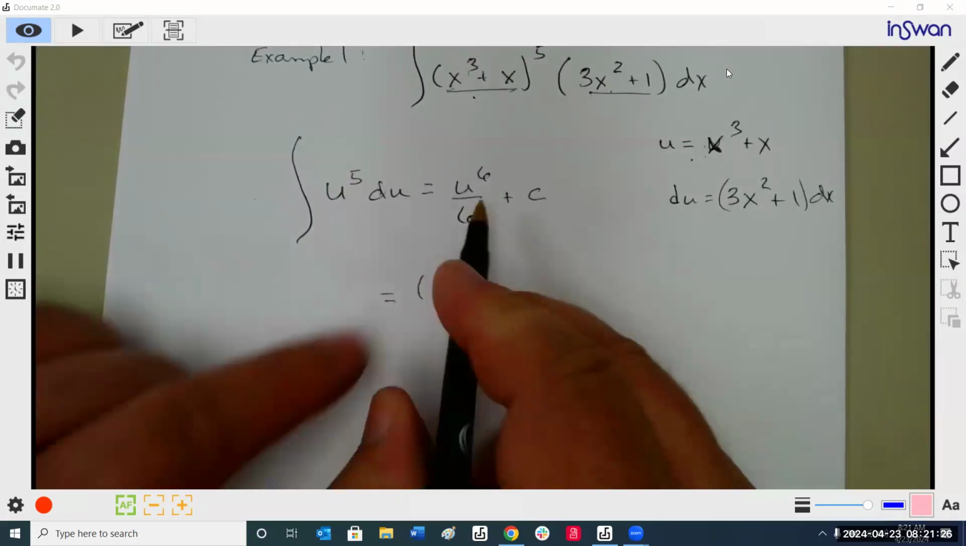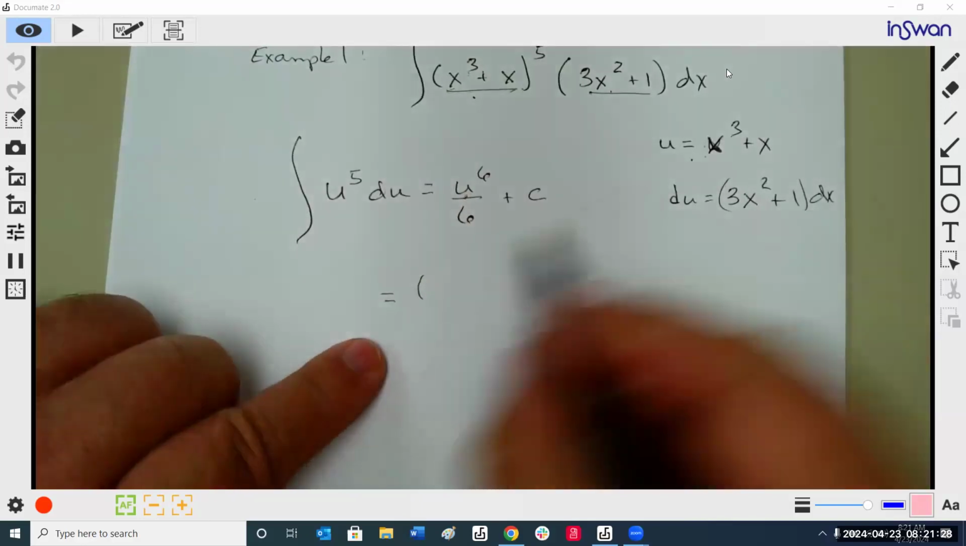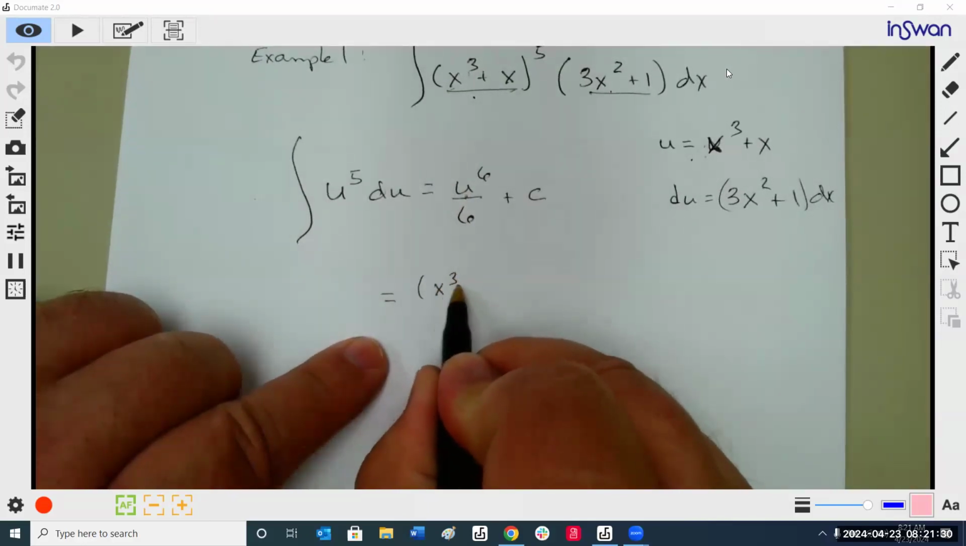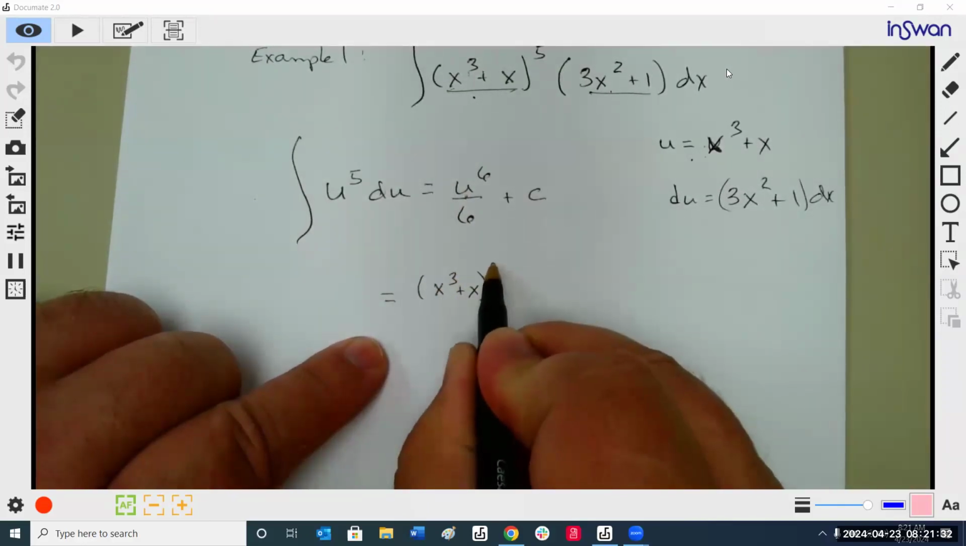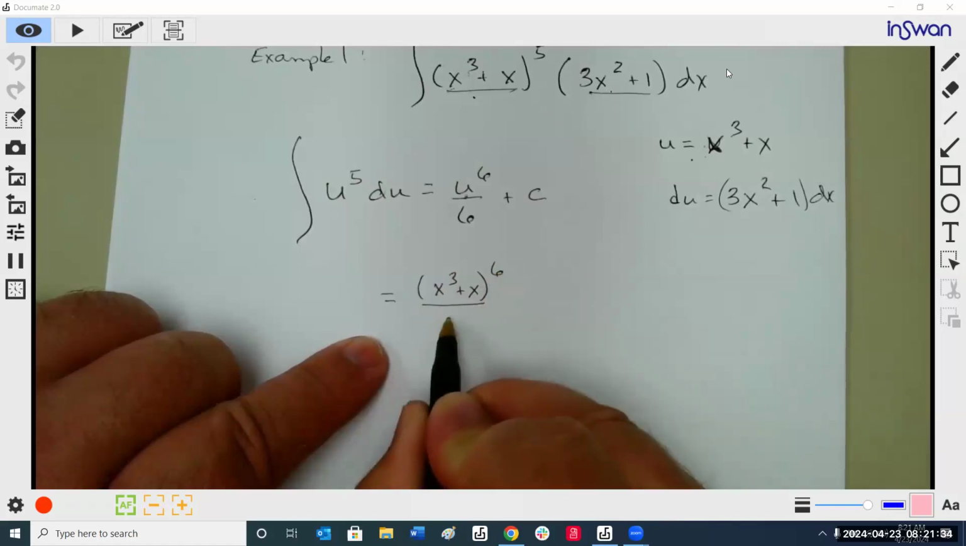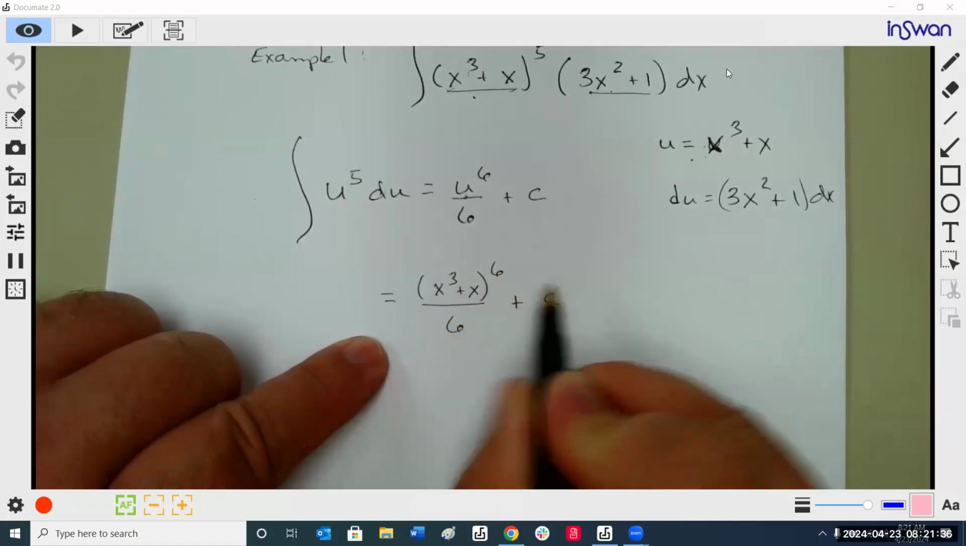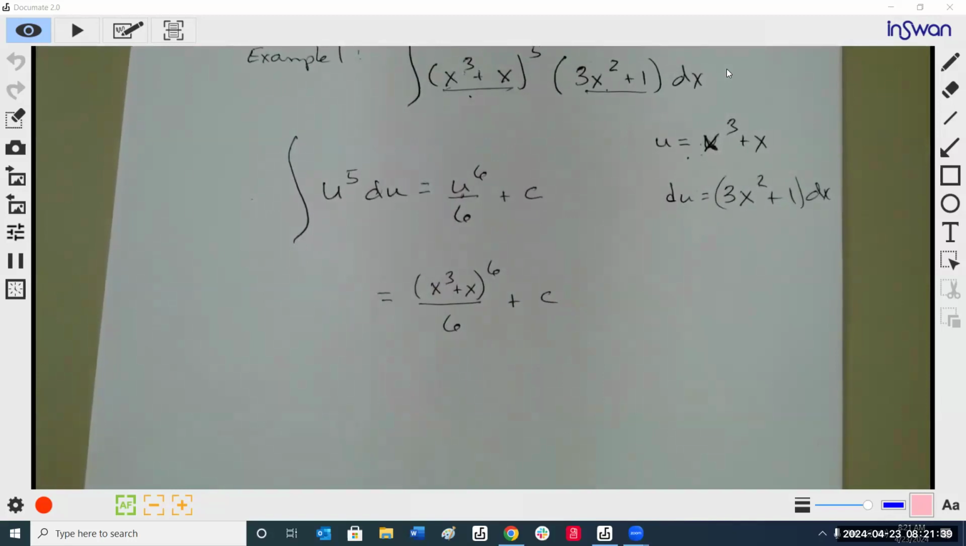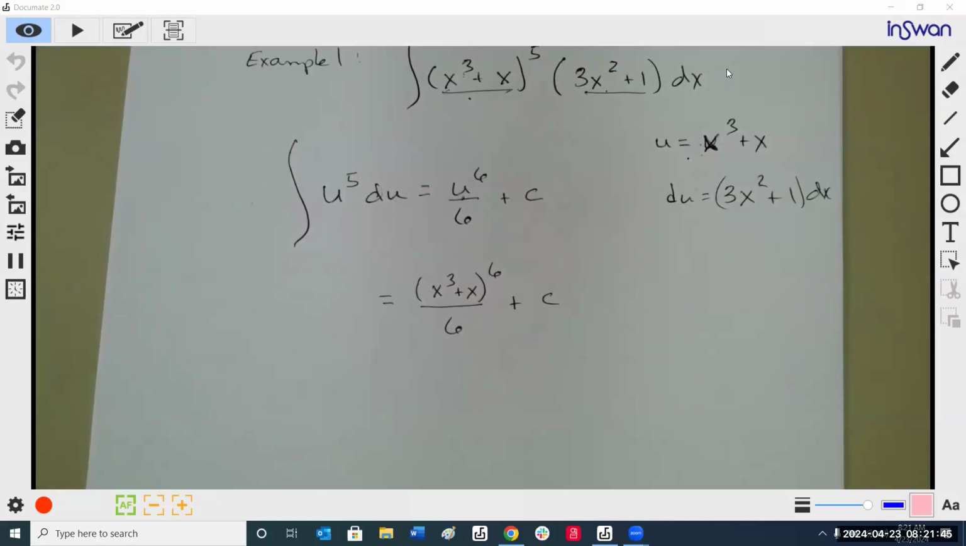So what that means, now we go back, u is equal to x cubed plus x to the sixth divided by 6 plus c. So there's our answer. See, I told you, it's not difficult. It's just now we have to get our brains to work backwards. That's the hard part. And that's why this is where this semester ends up.